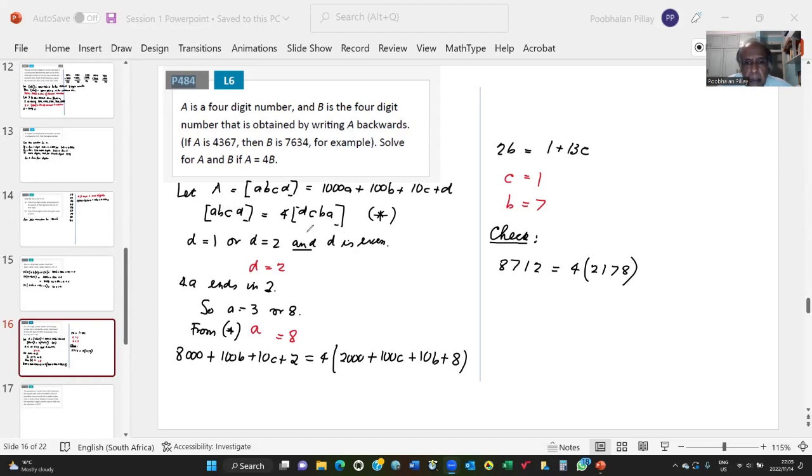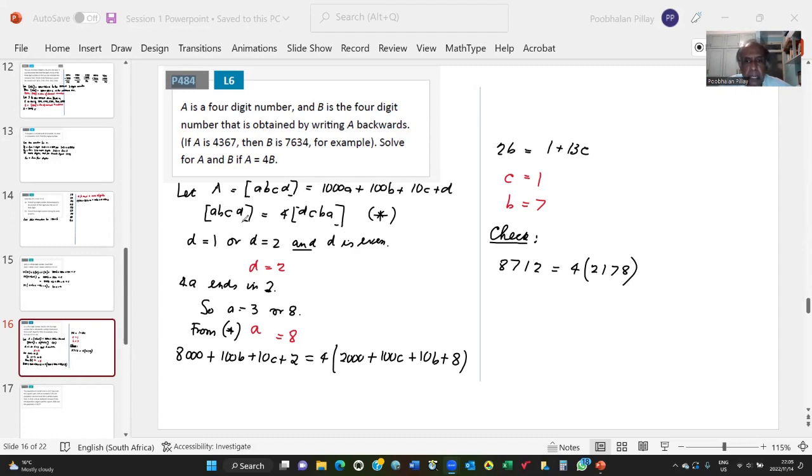Right. But now, A is the first digit of this number here, which is 4 times something. Right. So it can't be 3. It can't be 3,000. 4 times a 4-digit number can never be around 3,000. So A will have to be 8. Can't be 3. So now you got D equals 2 and you got A is equal to 8, right?